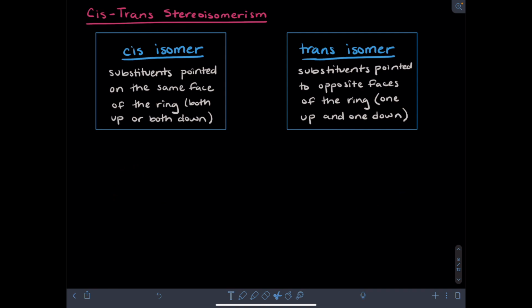We'll call the cis isomer the one in which your two or more substituents point toward the same face of the ring, either both angled up or both angled down. And the trans isomer will have the substituents pointed toward opposite faces of the ring. If you had two, this could be, for example, one up and one down. Here are some examples to consider featuring cyclohexanes.